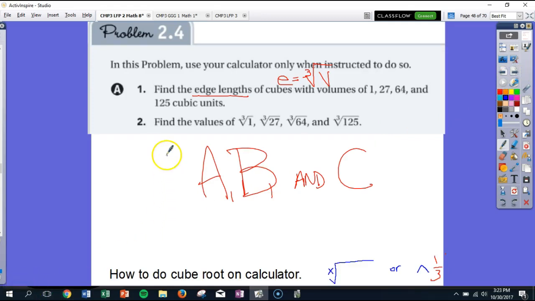All right, so if we look at problem 2.4, it says find the edge lengths of cubes with volumes of 1, 27, 64, and 125 cubic units, and find the values of the cube root of these numbers. And if you want to look back to our previous page, you can do that and get some tips and hints on that. I want you to do parts A, B, and C of problem 2.4. I'm only showing you A and B here, but I also want you to do part C.